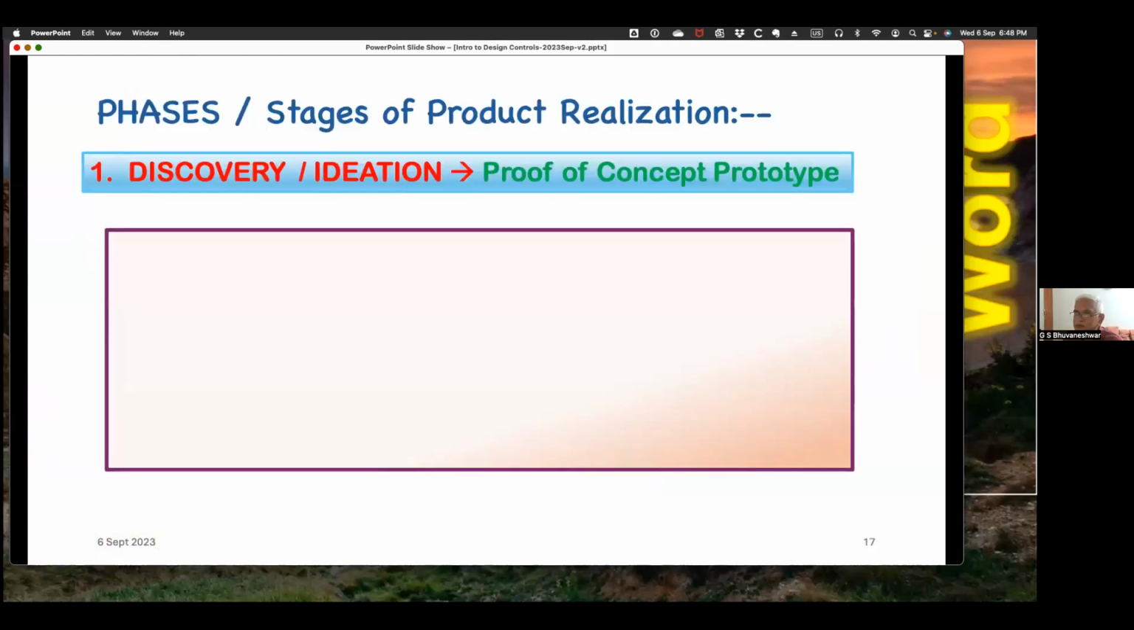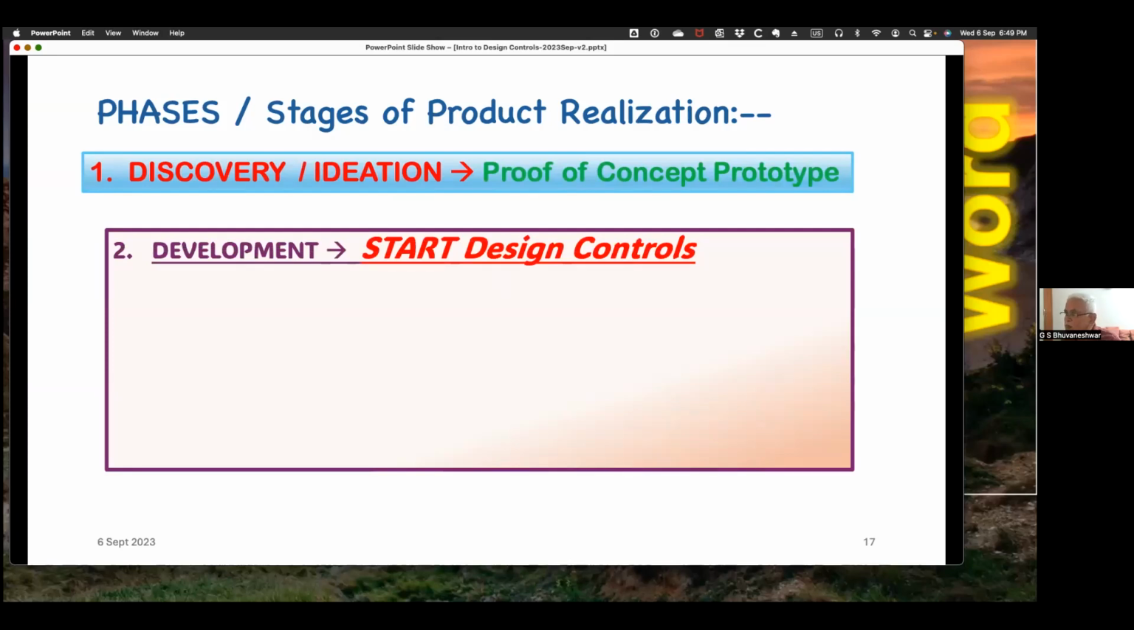So another way of looking at realization is what are the different phases, steps involved in development. First is, of course, the discovery or ideation phase, where you look at developing a proof of concept prototype. This is what most startups use, and this is where most of you are in the early phases of your development. Once you have a working prototype, you need to move on to the bigger stage, that is the development stage, where you look more systematically at the manufacturing process.